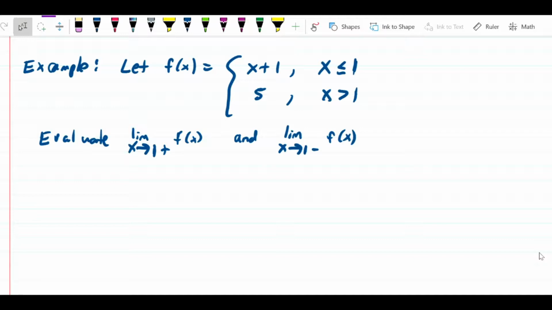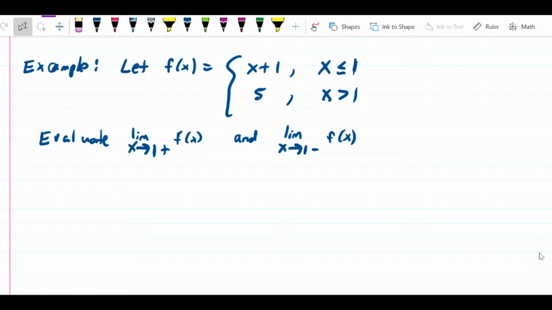It's just sort of defined differently. So let me just show you what I mean here. So let's let f of x equal this piecewise function. It's equal to x plus 1 for x less than or equal to 1, and is equal to 5 for x greater than 1.